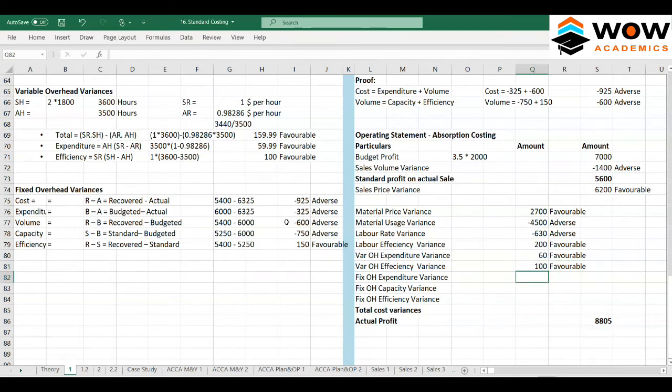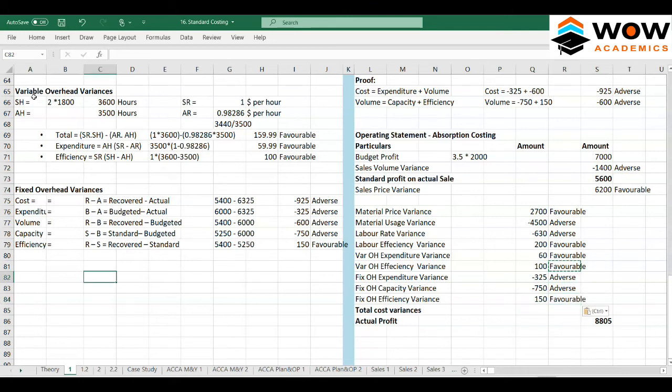Fixed overhead variance, I think we have a lot. So let's see what they are. We want expenditure overhead. So it is minus 325. Next one is capacity, minus 750. Again minus 750 is adverse. Then efficiency is 150 favorable. Okay, 150 is favorable. So that's it.